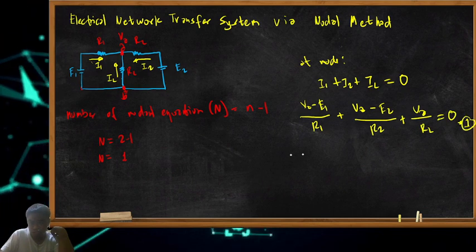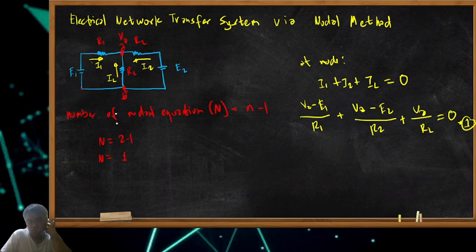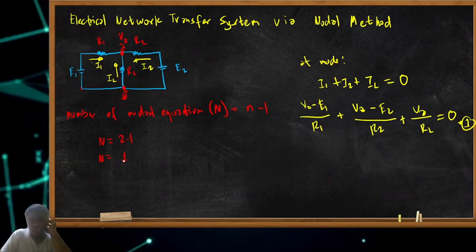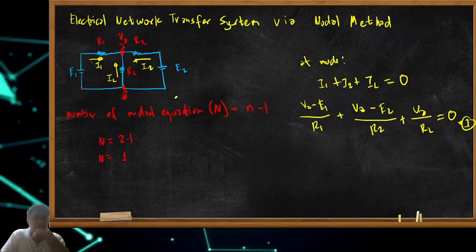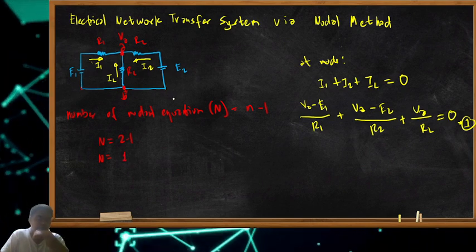As we determined, we have only one nodal equation, because that is 2 minus 1. We have two nodes, but the number of equations will be n minus 1, so we have only one nodal equation. That is how we are going to analyze circuits using the nodal method.